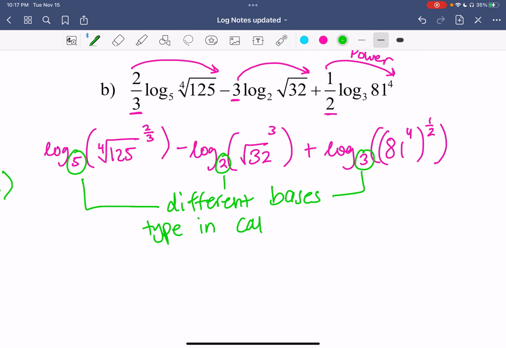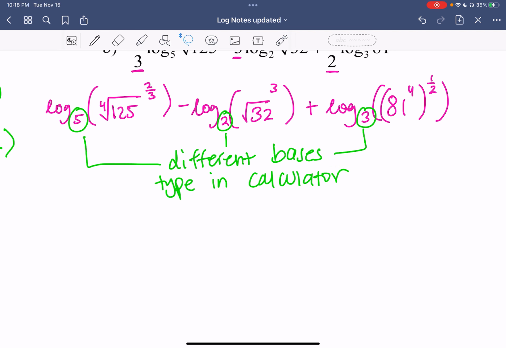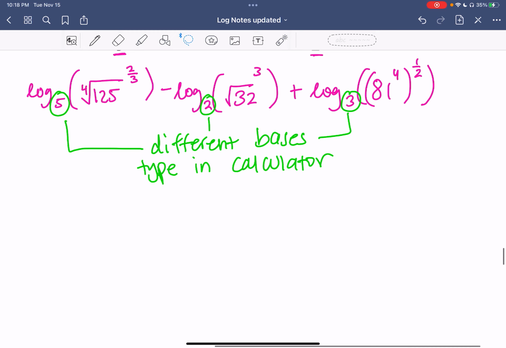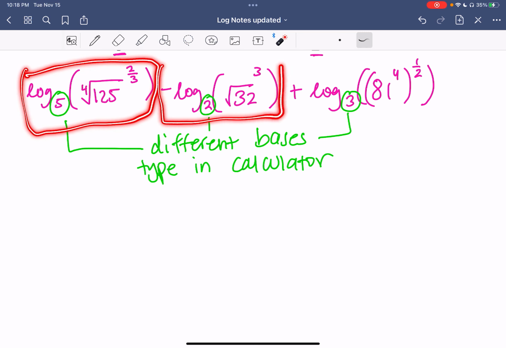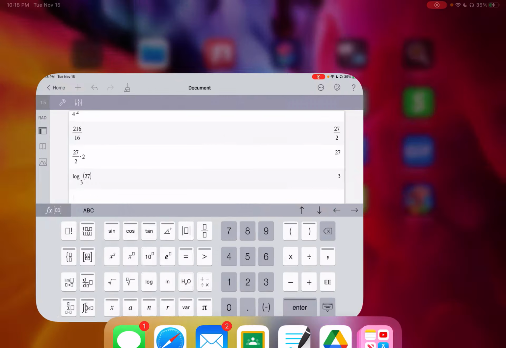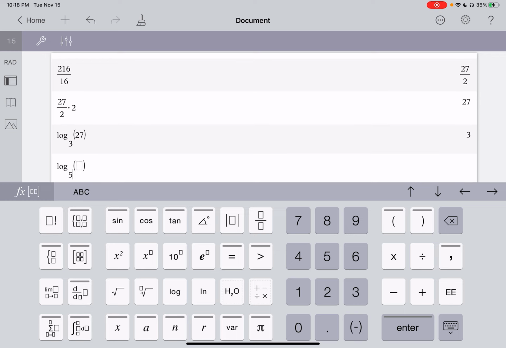Now, if you're detail oriented and you can do this all at one time, good for you. But from my experience, you guys are not that good at typing things, especially when they're very long like this. So what we're going to do is break it up. I'm going to do this piece first, then this piece, and then finally this piece, and then we'll add them all up. Okay, so the first one is log base 5 of the 4th root of 125.